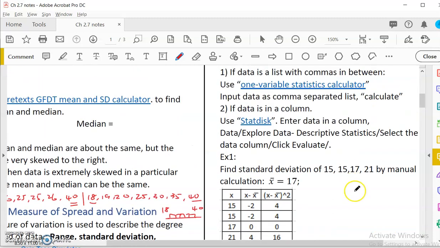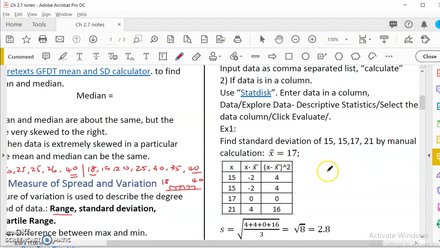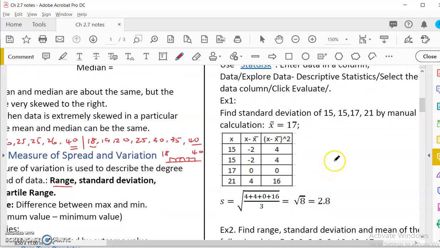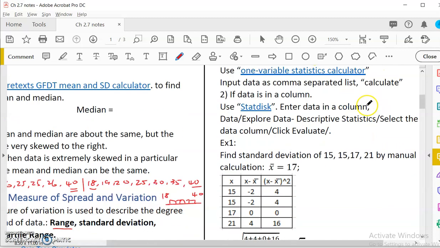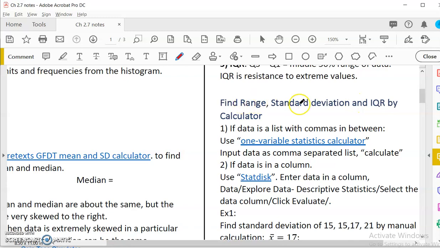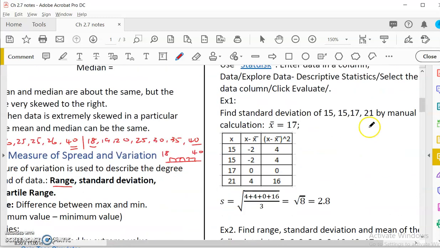But of course, you can also do it by hand. So the first example I'm going to do is by hand. Range and IQR are easy to calculate, and I use a very small data set. The data has only 4 numbers: 15, 15, 17, 21. I just want to find the standard deviation. If you want to find the range, what is it? The highest minus the lowest, right? 21 minus 15, that's 6.